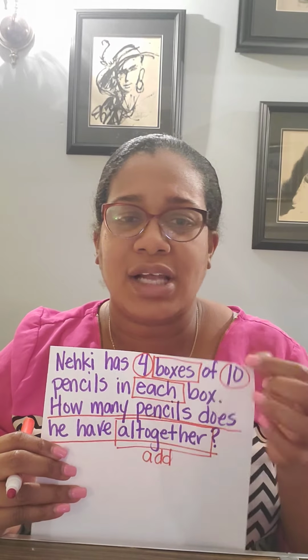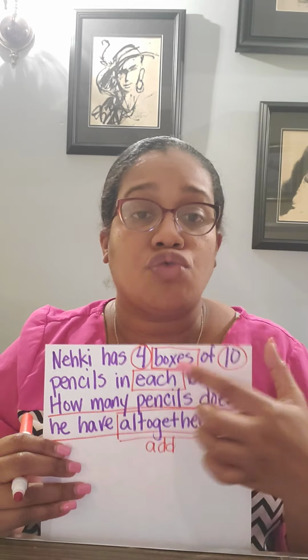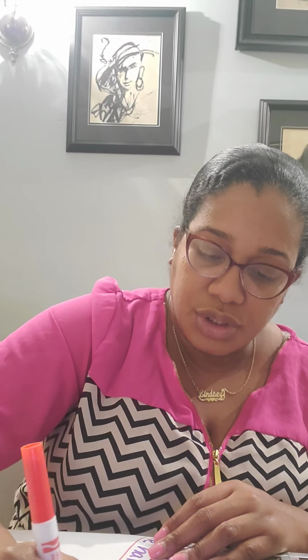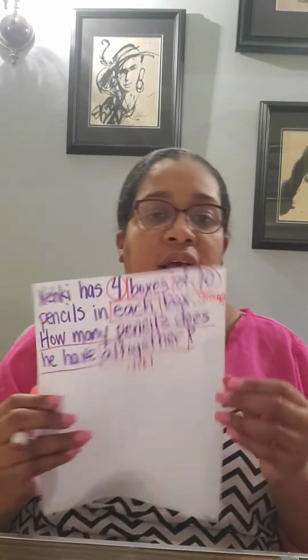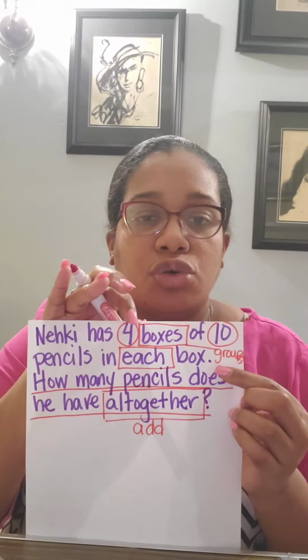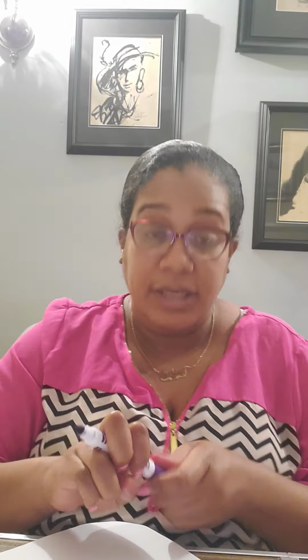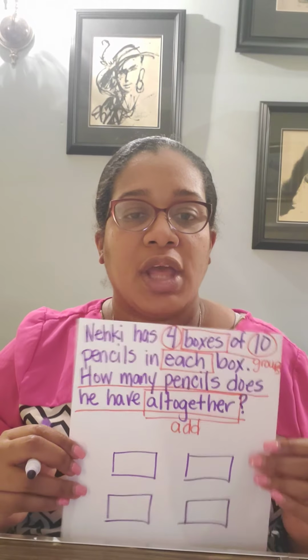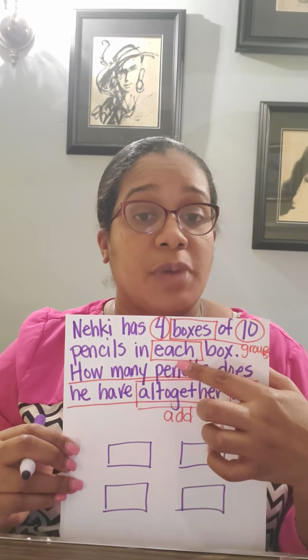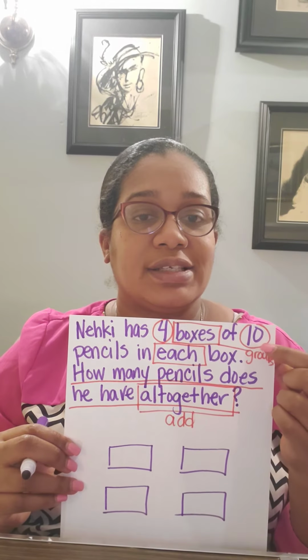Boxes is telling me that's how many groups I have. I have 4 groups. So when I go down into the area where I'm solving, I'm going to make that many groups. I need 4 groups. I'm going to make 4 boxes. All right, I have 4 boxes there. And now I know in each one of those boxes, I need 10 pencils.